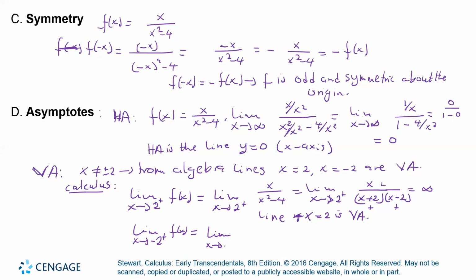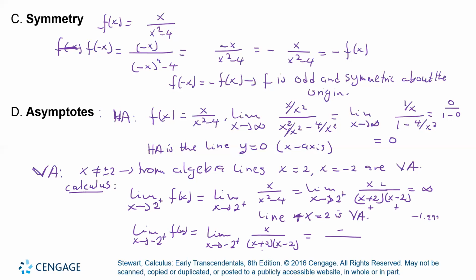The limit as x goes to negative 2 from the right of x over x plus 2, x minus 2. Now, if you do that, the numerator is negative 2, so this is going to be negative. And if I'm approaching negative 2 from the right, meaning I'm plugging in something like minus 1.9, something like that.